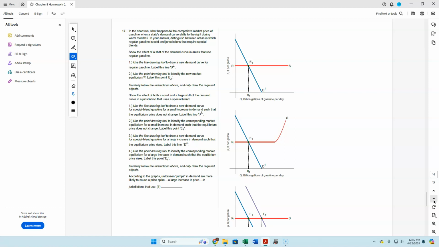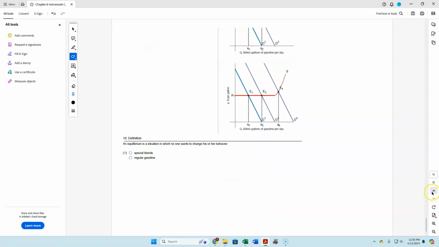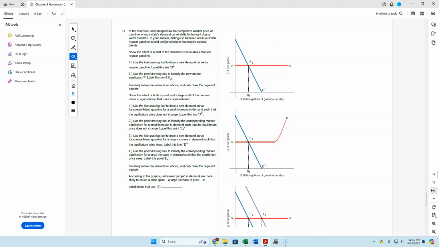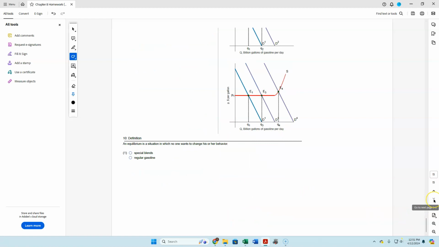And I think this might be the last question here. I just want to make sure here. What are they asking us to do? I see. Okay, so we have two types of gas, one that's regular and one that is a special blend. One that's for warm months and one that's for, I guess, not warm months. So we essentially draw the demand function. I don't think there's really anything too interesting about this.